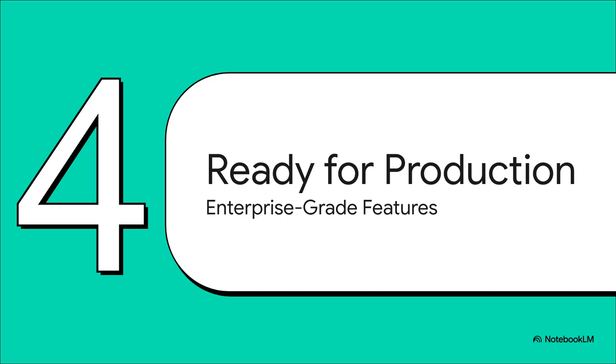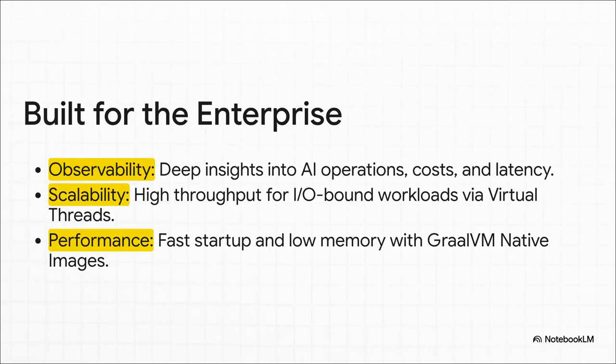So, we've built a pretty smart app. But is it ready for production? Well, Spring AI carries forward that same production-first mindset from Spring Boot, so the answer is a big yes. Oh, absolutely. It's built for the enterprise from the ground up, with 3 key pillars in mind. Observability, so you always know what's happening. Scalability, so it can handle real-world load. And performance, for being super resource efficient. Let's just touch on each of those real quick.